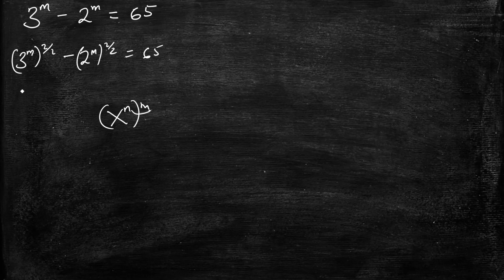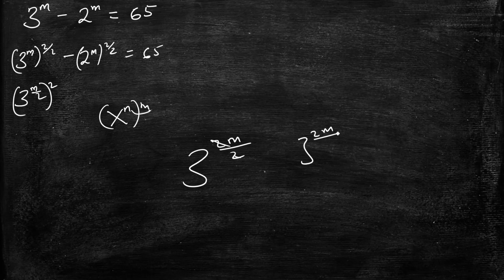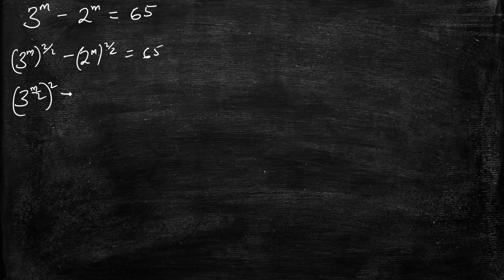So this one can be written as 3 raised to m on 2, all to the power 2. Now in going back, the power will be like this, 2m on 2, so this one will cancel that. So we can still go back. Or 3 raised to 2m over 2 is the same as 3 raised to m on 2, all to the power 2. Okay, move on with the other one.